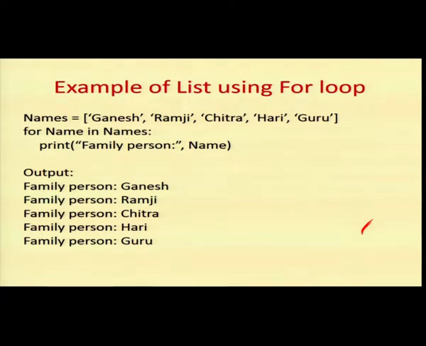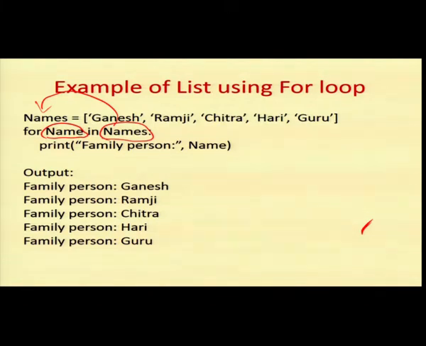Now, the program is for, here you have declared the names, then for name in names. What does it mean? It is a variable name, this is a separate variable name. This names belongs to this particular variable which speaks about the list, whereas this name is a separate variable name. Now, print family person colon name.